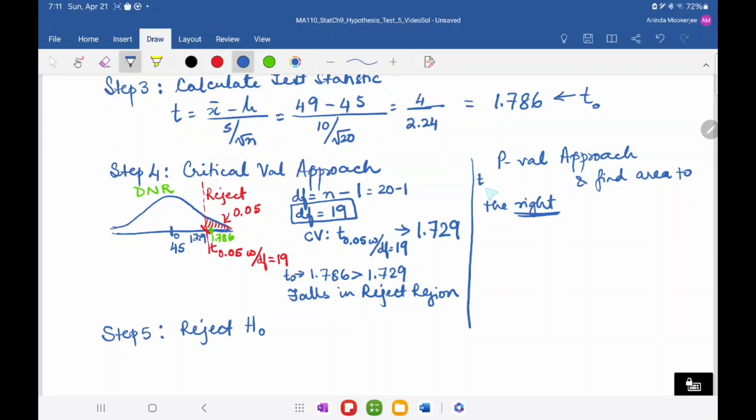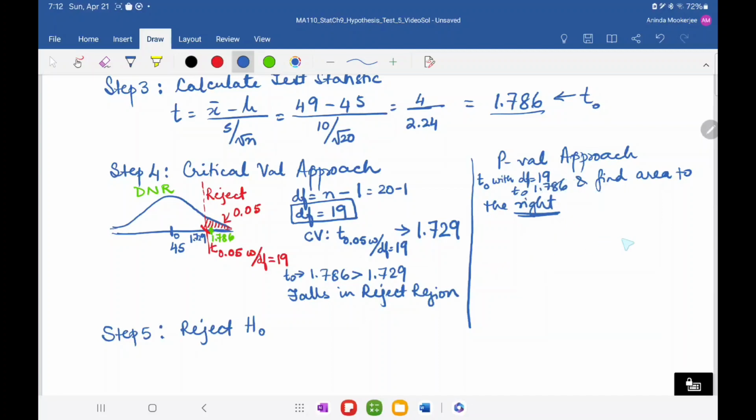T sub 0 with DF equals 19 is, which one is it? It's 1.786. So we take this T sub 0 value and find the area to the right of wherever this is located.